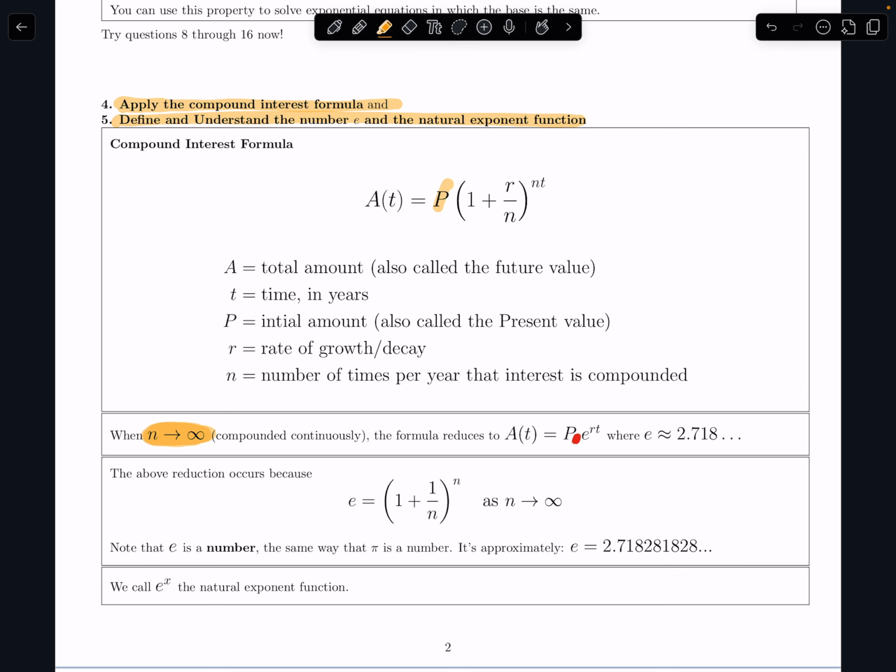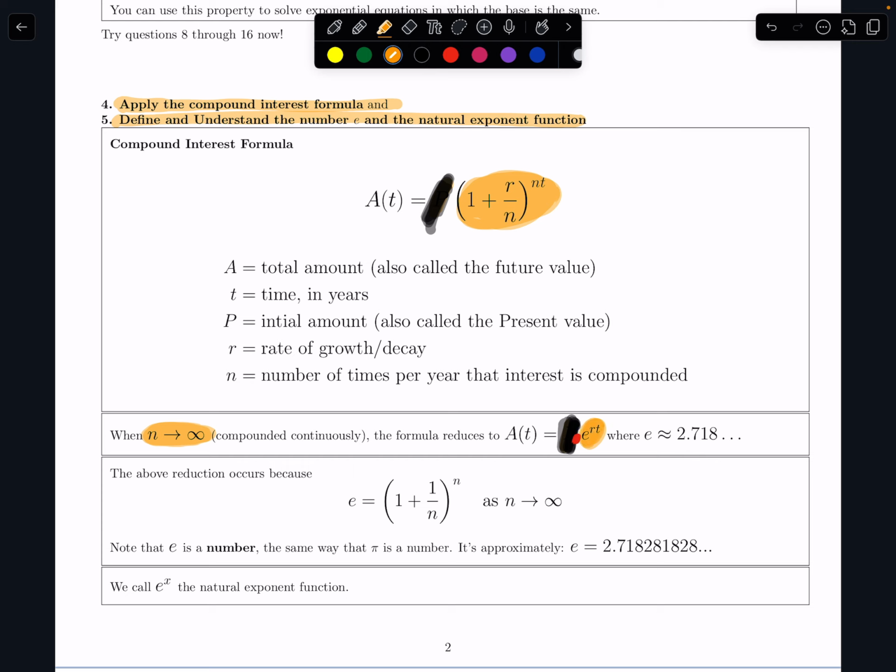That means this P, of course, is the same P down here. So let's just black that out for a second so we can ignore it and focus in on the rest of the equation. That means this 1 plus r over n to the nt is the part that becomes e to the rt. So this all reduces as n goes to infinity. It reduces just to e to the rt.